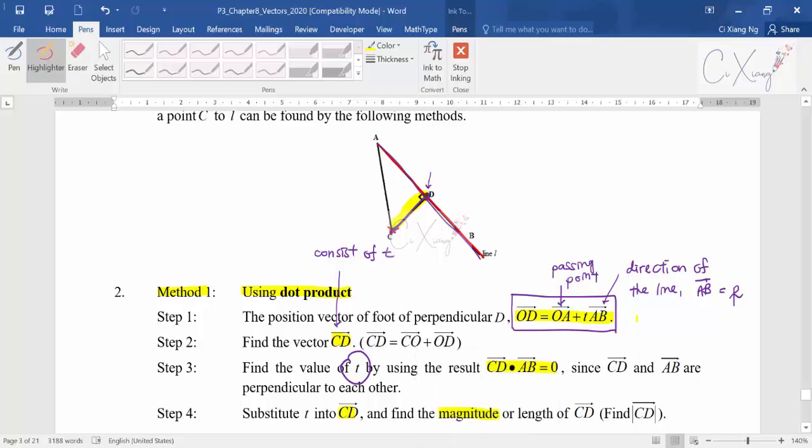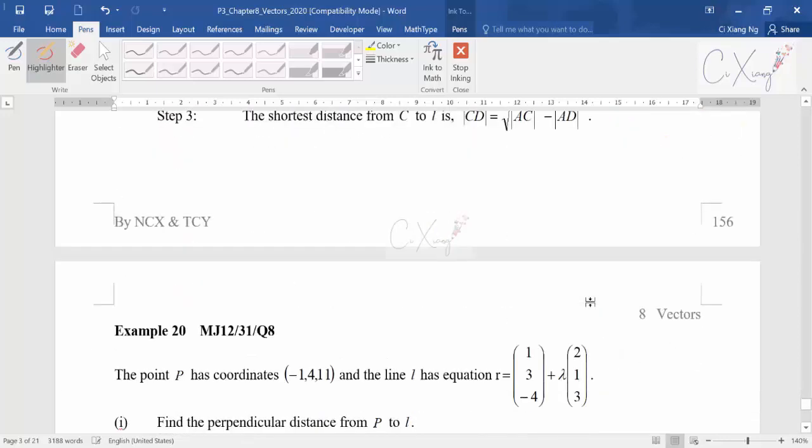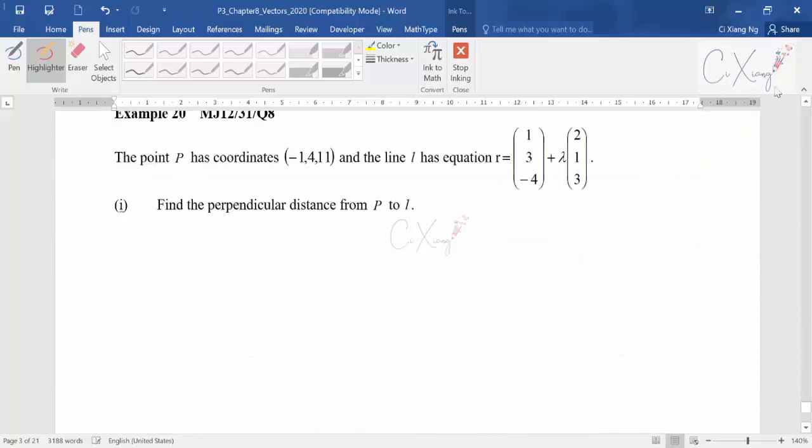Okay, some students actually don't like it because they find there are many steps. All right, but to me, I can see very clearly what I am doing. So I prefer this method compared to other methods. All right, so I will show you an example of how to solve the question by using method number 1 first. Okay, so we can discuss this by using example 20.